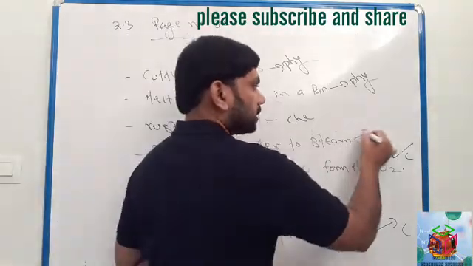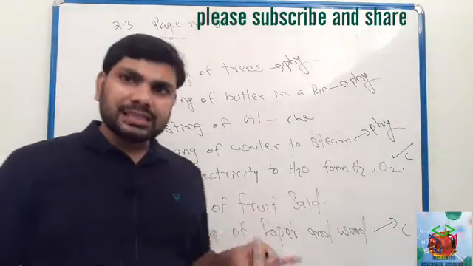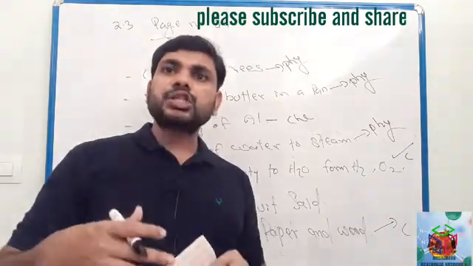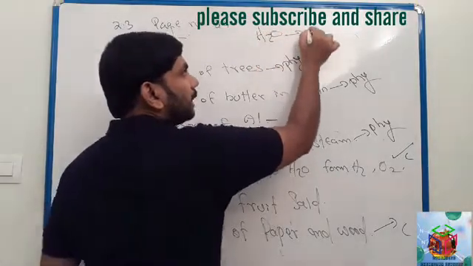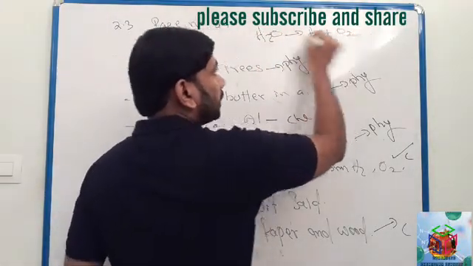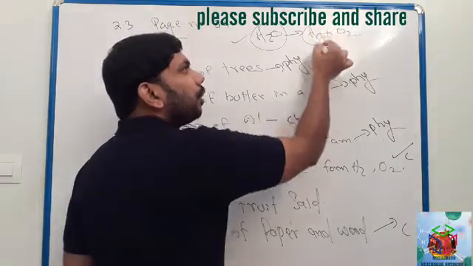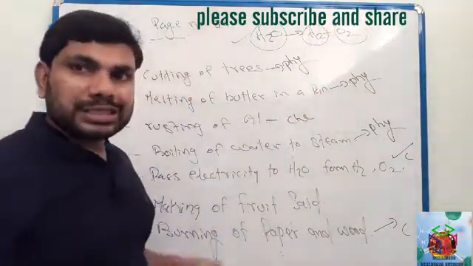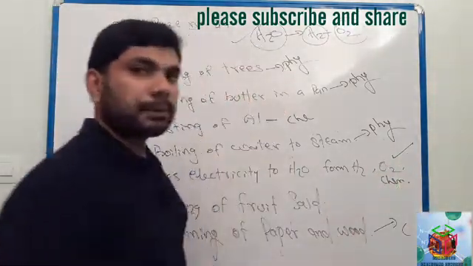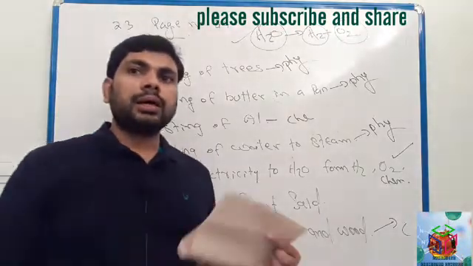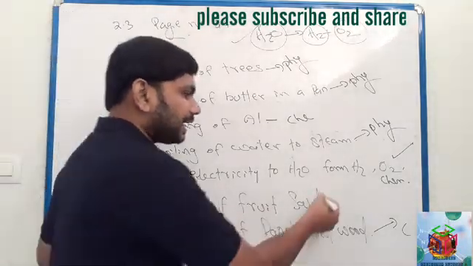Next one, boiling of water, boiled to steam, water vapor. This is a physical change. Okay, and the next one, after passing electricity through water, it changes to hydrogen and oxygen. We know water means H2O. After passing electricity, water changed to hydrogen and oxygen. Look here, before it was water, now new substances are formed, hydrogen and oxygen. So it is a chemical change. So this process is also a chemical change.